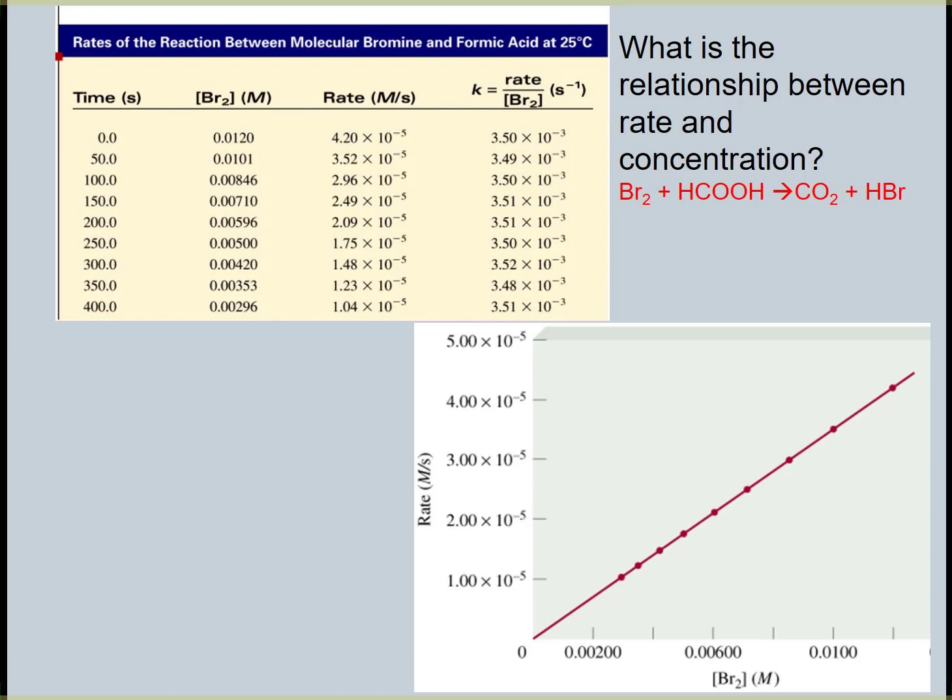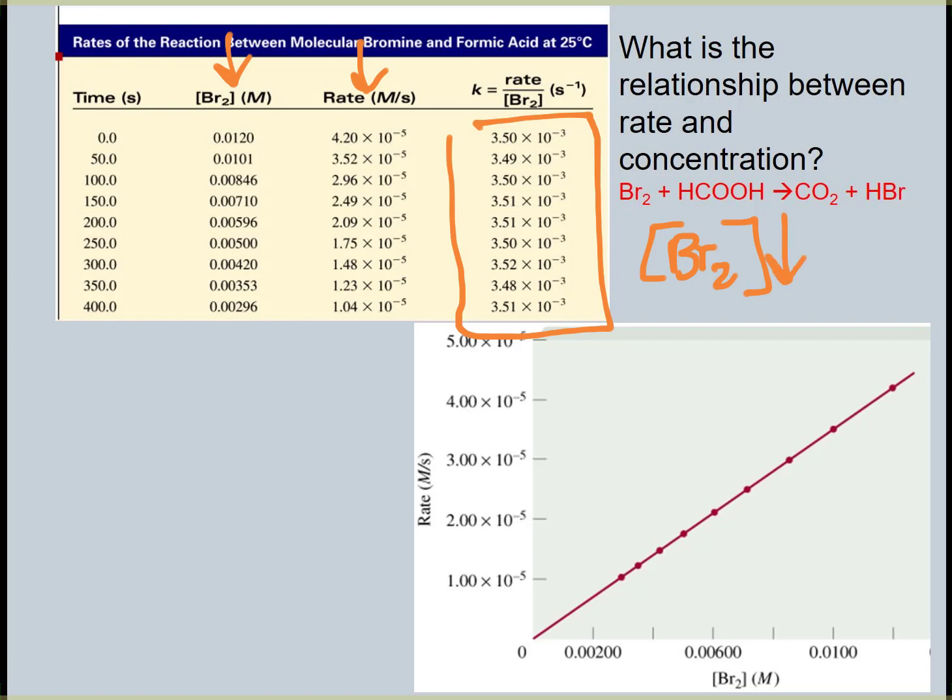This is the same data table that we looked at before, where we noticed that the rate law constant is just that, it is a constant. But let's look at the relationship between rate and concentration. So I want to look at these two columns, rate and concentration, and make some observations. As my concentration of Br2 changes, let's see how. It looks to me that it's going down in this chart over time. And let's look and see what happens to the rate.